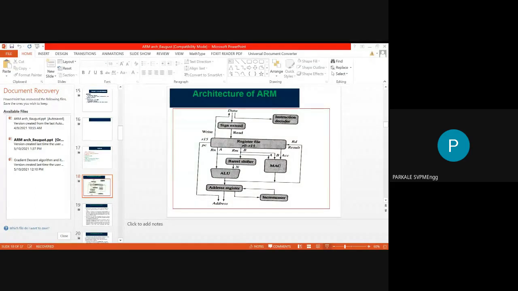So such types of operations, rotate or shift towards the right side or shift towards the left side, through the carry or without the carry, are performed by the barrel shifter. Okay, now what is the significance of this barrel shifter?